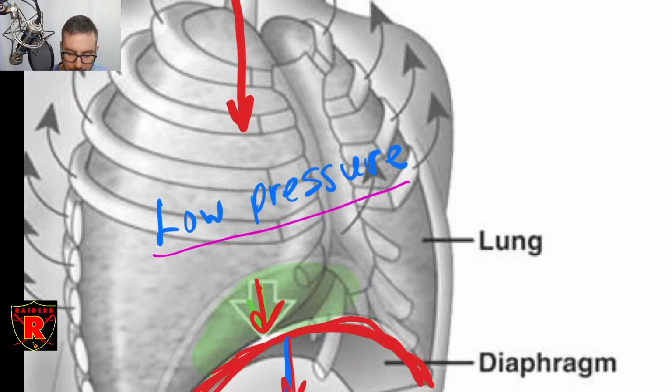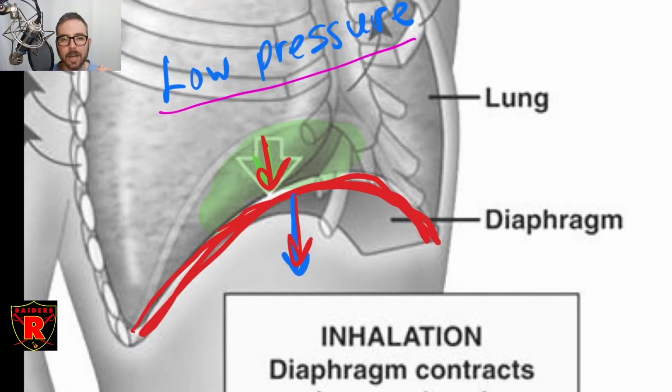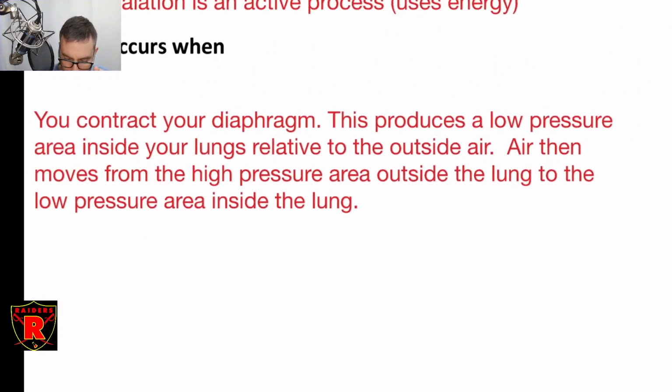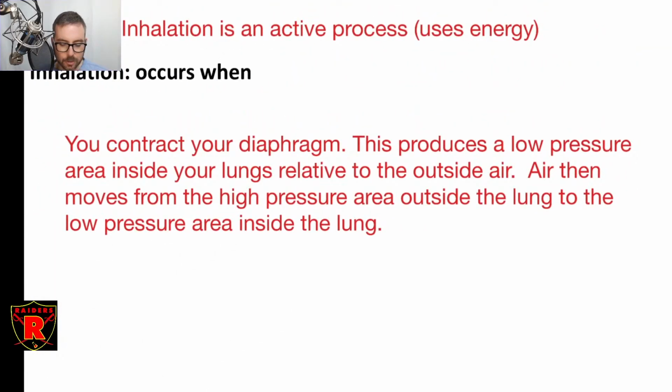And you'll notice that you've done that without really using your lungs for anything. Your lungs have no muscle in them. They're not pulling the air in themselves. All of the work is being done by your diaphragm, by that muscle that's sitting underneath your rib cage. Okay, so just to summarize: you contract your diaphragm. That creates a low pressure area inside your lungs relative to the outside air. And then any gas moves from high pressure to low pressure. So air is going to go into the lungs.